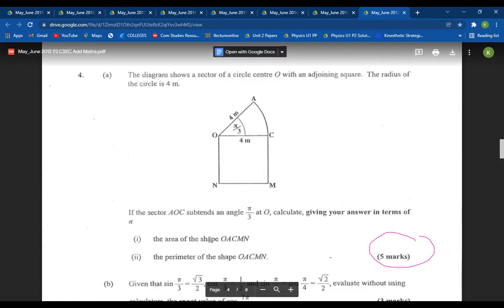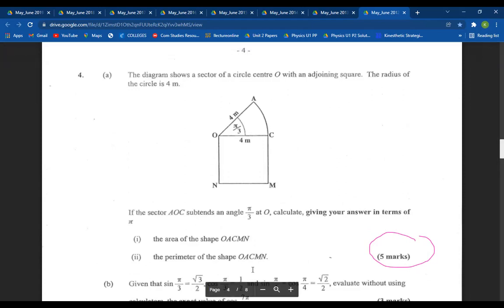Right. So number 4A, try it yourself, part 1 and 2. This might take a while, so like 5 minutes, and then we'll go through it together.